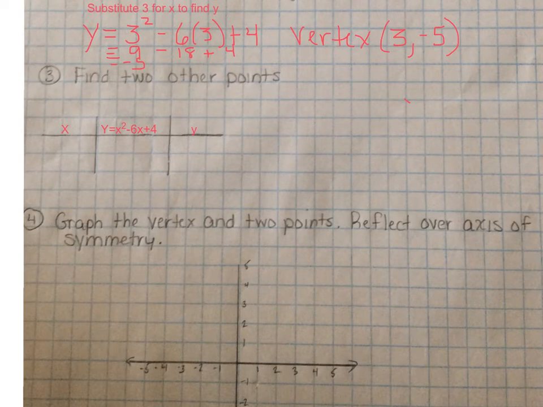Now we need to find 2 other points to graph our parabola. So I'm going to substitute 0 and 1 in for x to find out what other 2 points we can use. So we have 0 squared minus 6 times 0 plus 4, and that's just going to give us 4. Then 1 squared minus 6 times 1 plus 4, that's going to give us negative 1. So now we have 2 more points that we can graph.